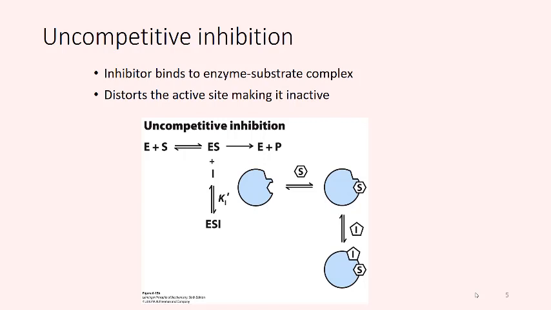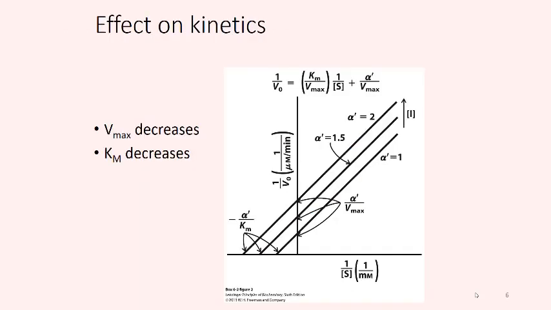So as a result, the inhibitor distorts the active site, rendering the enzyme inactive and taking it temporarily out of commission. The result of the distorted active site is that it does chemistry less efficiently, leading to a decreased Vmax. But the Km decreases, and this is because there are fewer enzyme molecules available.